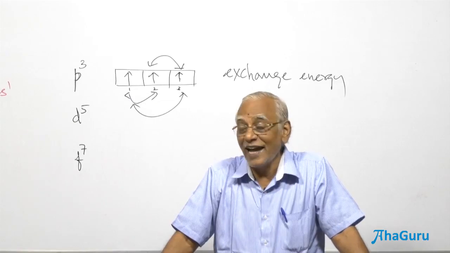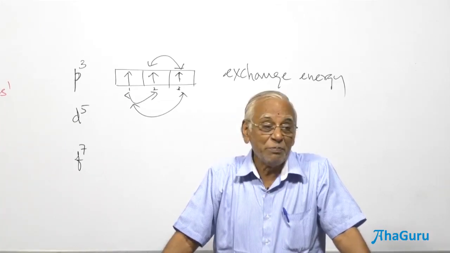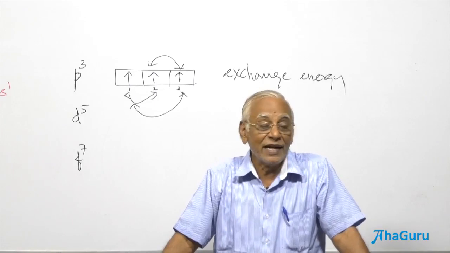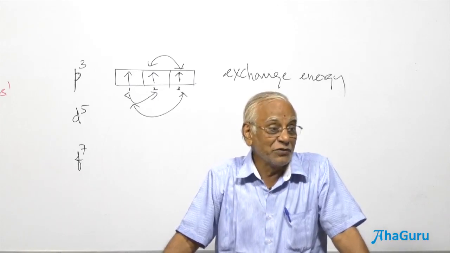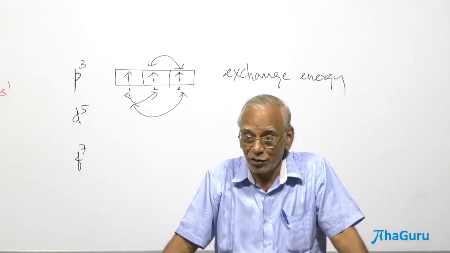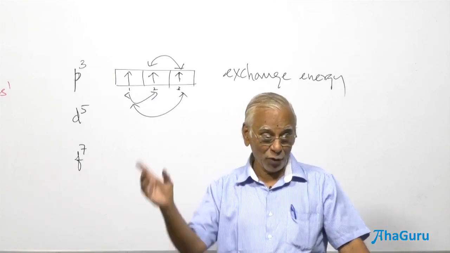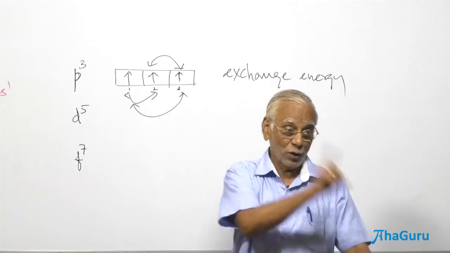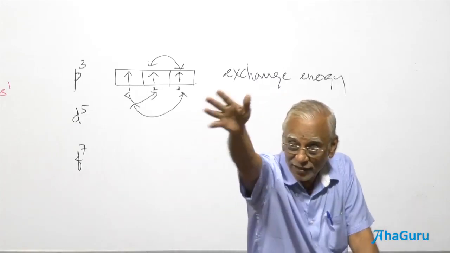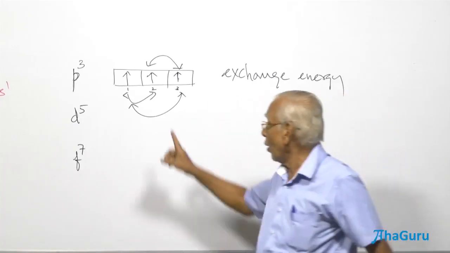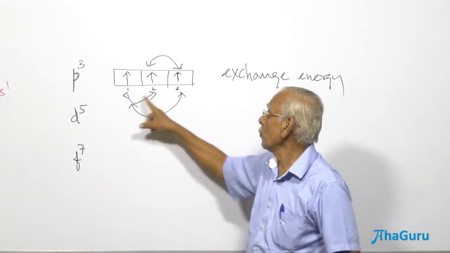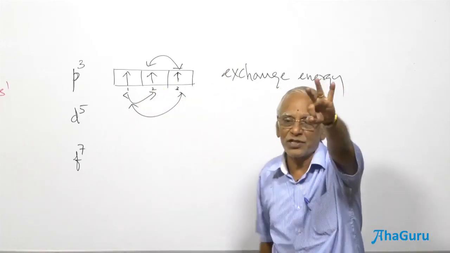Therefore, now you know the answer for one question. Between p3 orbital which is half filled and d5 orbital which is half filled, which will have a greater exchange energy given out? d5 orbital. 5 electrons are exchanging among themselves, 1 and 2, 1 and 3, 1 and 4, 1 and 5. How many exchange energies are there for p3? Calculate. 1 and 2, 1 and 3, 2 and 3. There are 3 exchange energies.